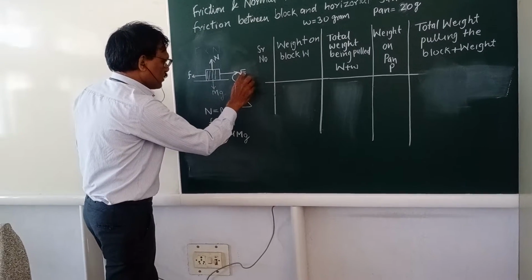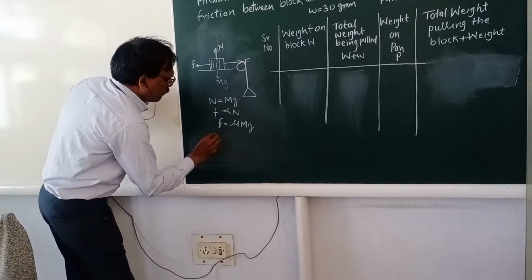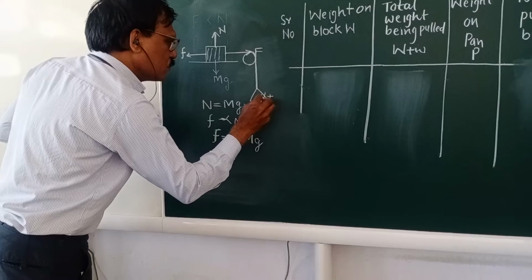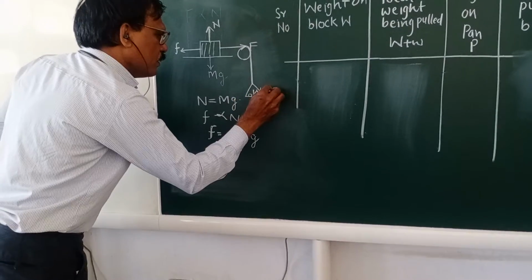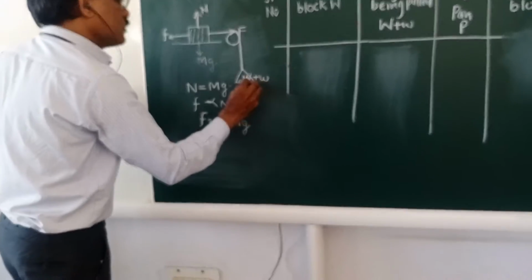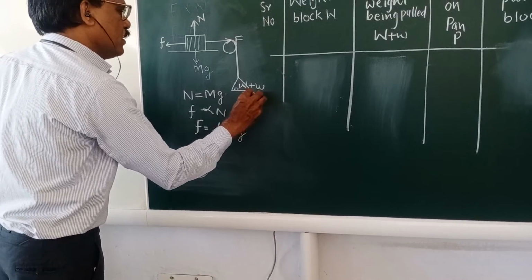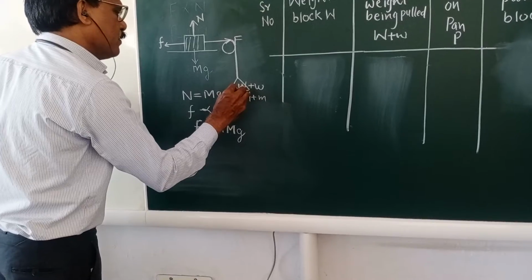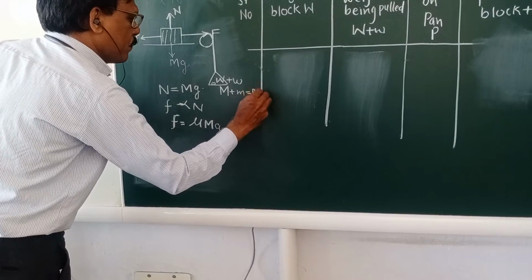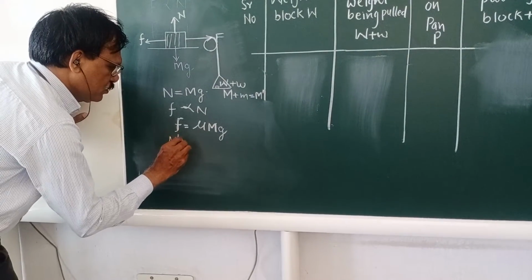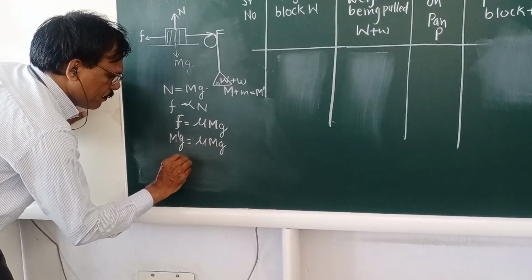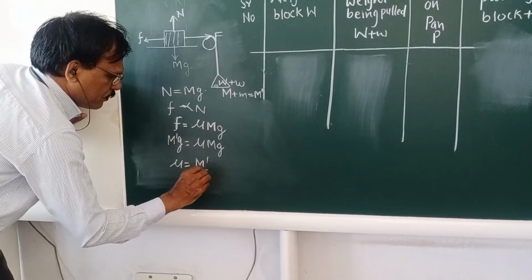Suppose this force is the external force, so it will be equal to the weight of the pan plus some weight, if we put some weight here. That weight we can write in terms of mass. If the mass of the pan is m and small m is the mass kept on the pan, the total mass will be m dash. So m dash g equals mu into Mg. This mu will be m dash by capital M.